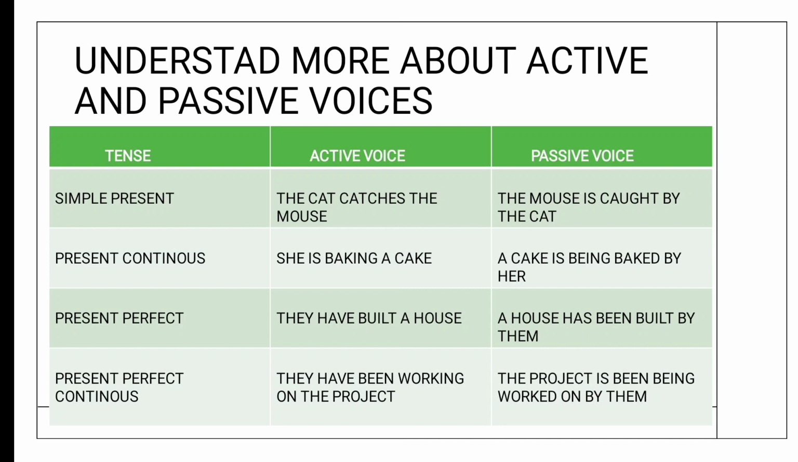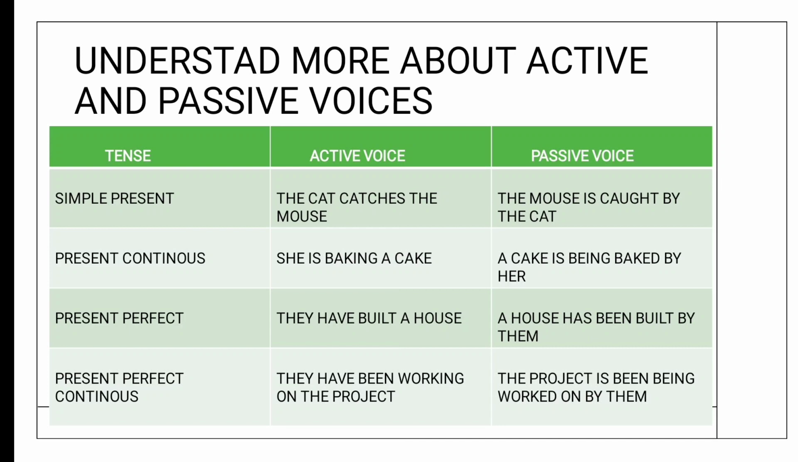Okay. Next, present perfect continuous tense. They have been working on the project. Subject plus has been or have been plus V1 plus ing plus object. This is the normal active voice formula of present perfect continuous tense. Now we have to convert into the passive voice. The project is the object here. So we are adding the object as the subject in the passive voice.